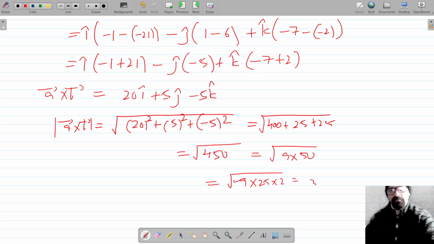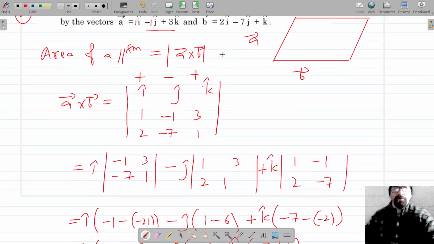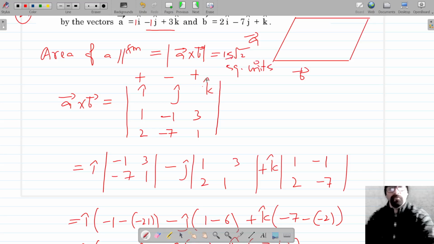Square root of 9 is 3. Square root of 25 is 5 under root 2. So this is 15 under root 2. So that means that the area of the parallelogram is equal to 15 under root 2 square units.